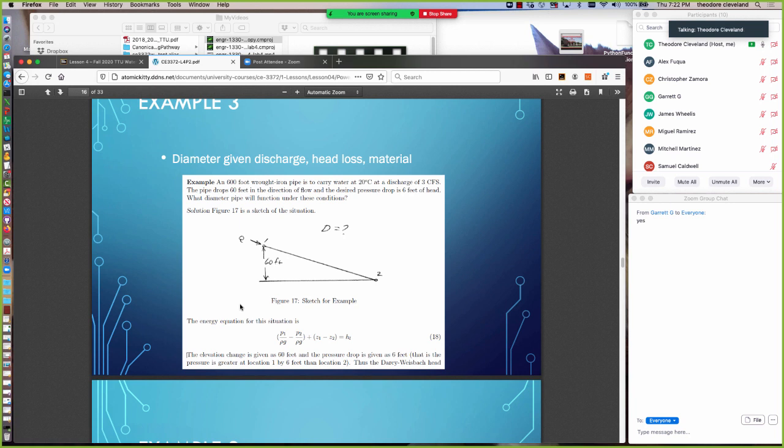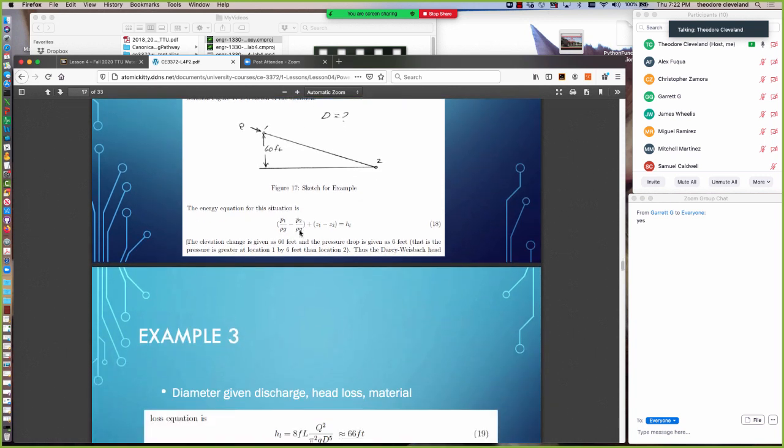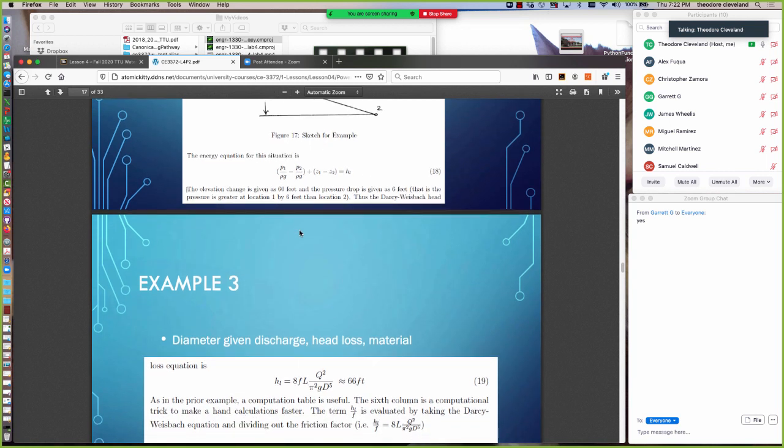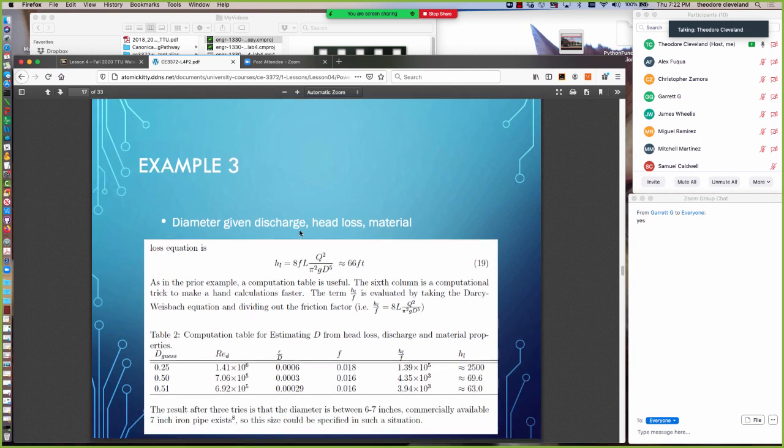We have 60 feet of elevation change, and we want the pressure drop to be 6 feet ahead. What diameter should we choose? In this case, we would set up the problem almost identical to the one we just did. And then instead of guessing discharge, we're going to guess diameters.